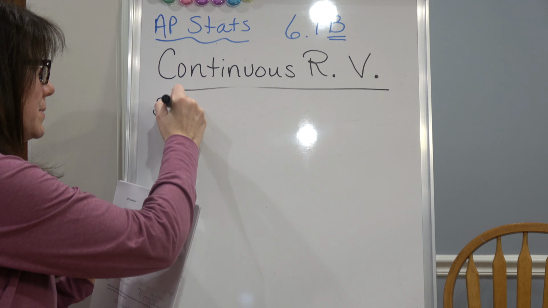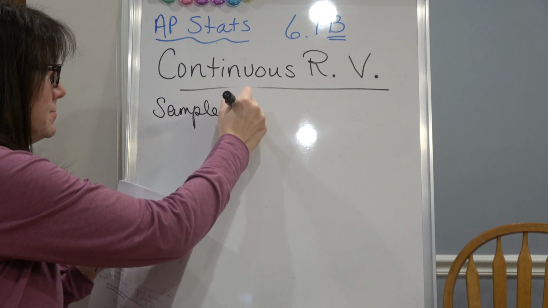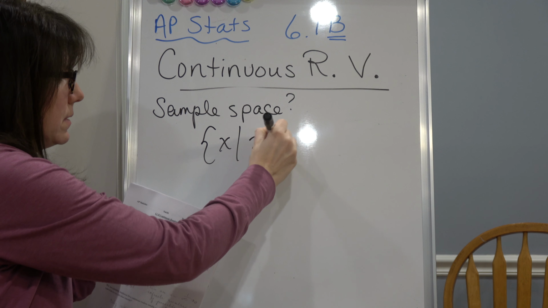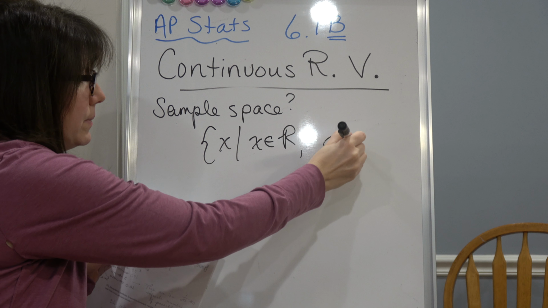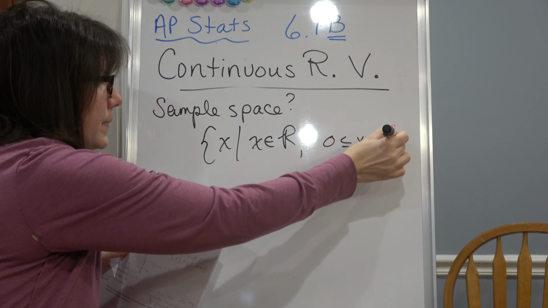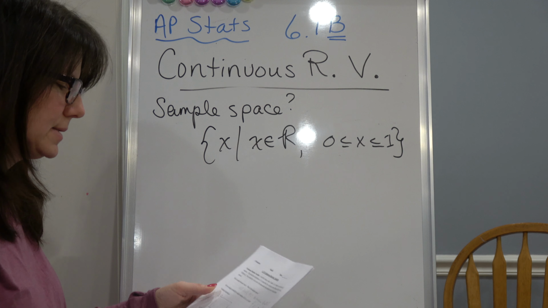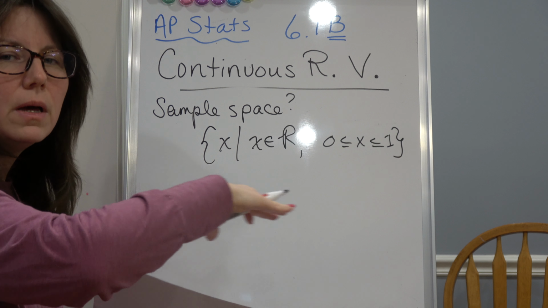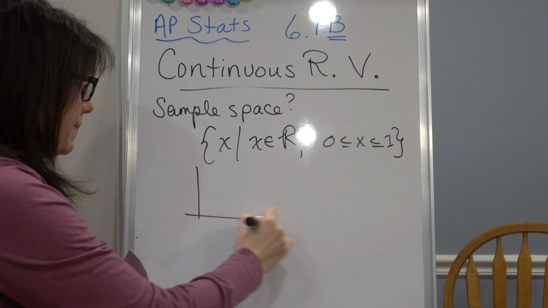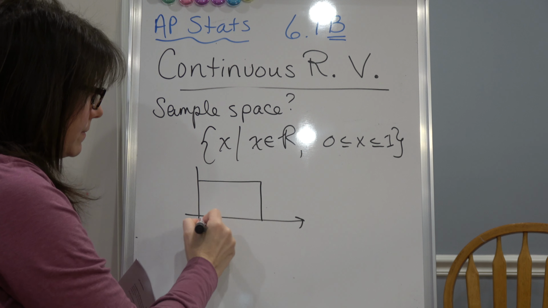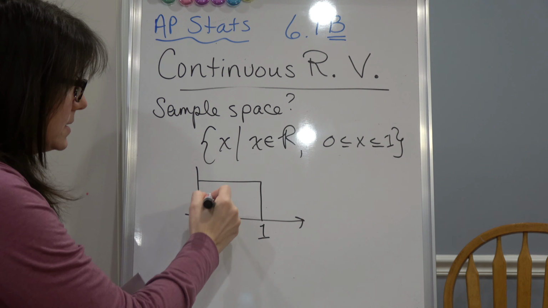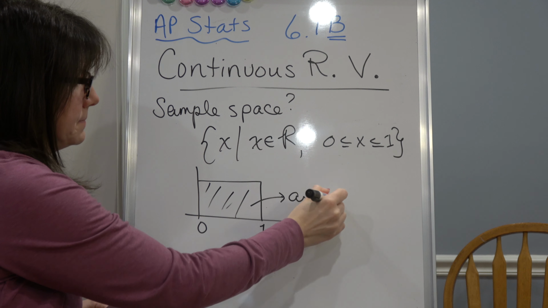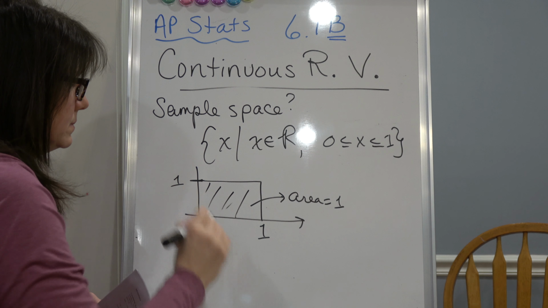So in this case, the sample space would be the set of all x such that x is a real number, right? And x is somewhere between 0 and 1. So what would that look like as a distribution? That's going to be essentially every number has an equal probability. So between 0 and 1, right? Which means that if this area here is 1, that must mean that this height is 1.